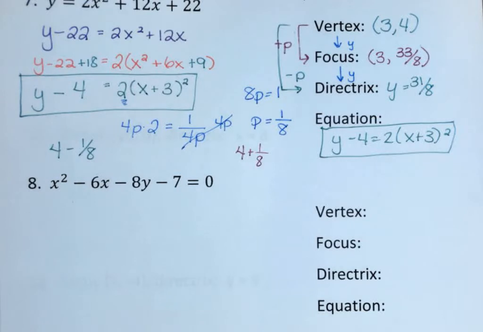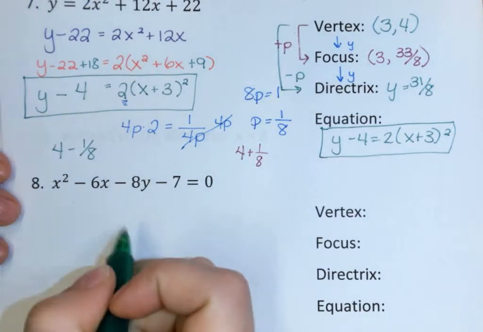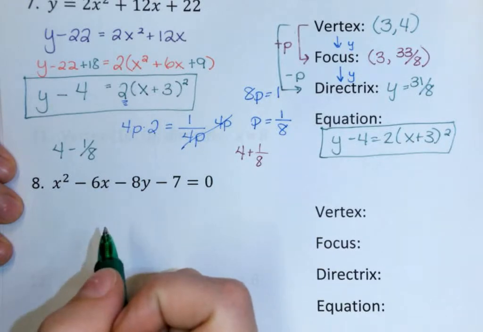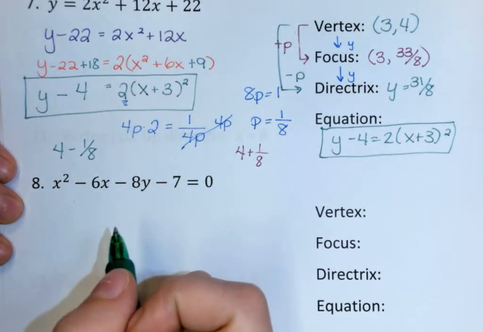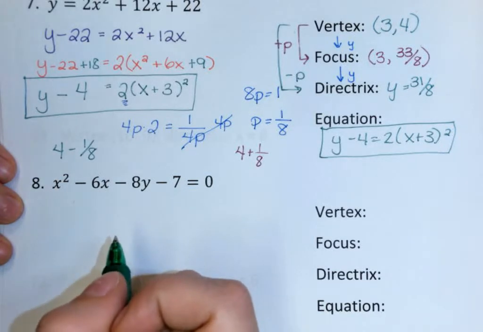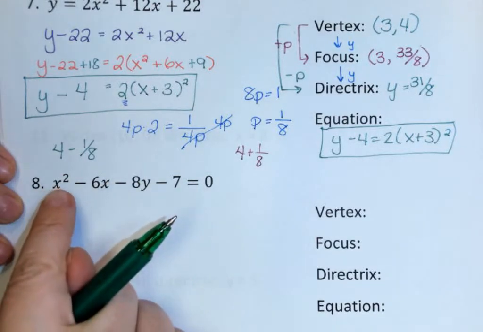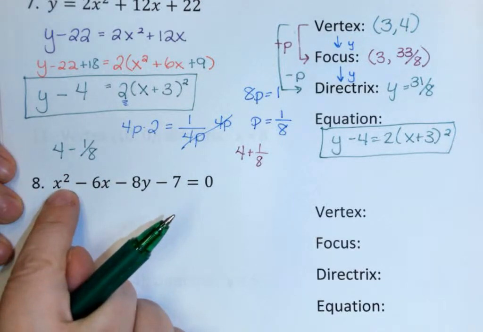Okay, so with this guy, our goal is again to get all of our x's on one side, all of our y's on the other. And typically the way we do it is we put the non-squared variables on the left. Now, what I would recommend is trying to keep your squared variable positive, if at all possible.